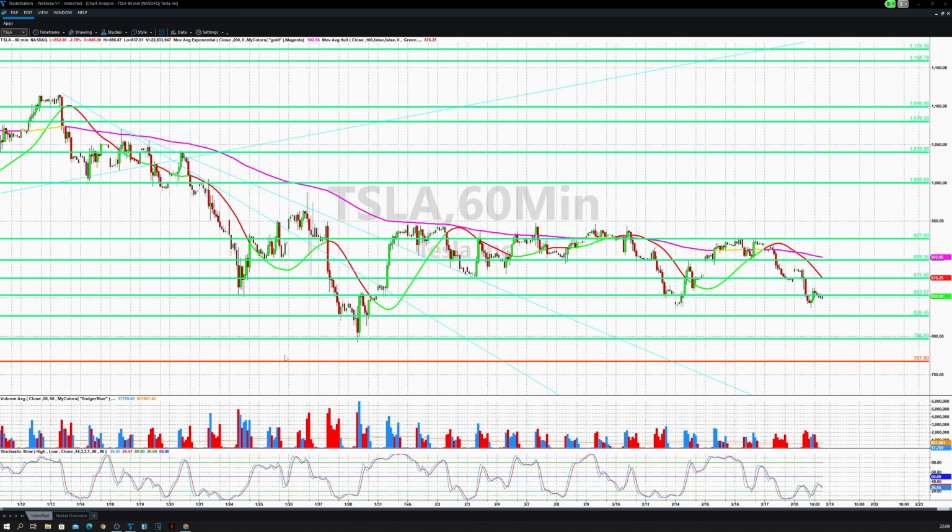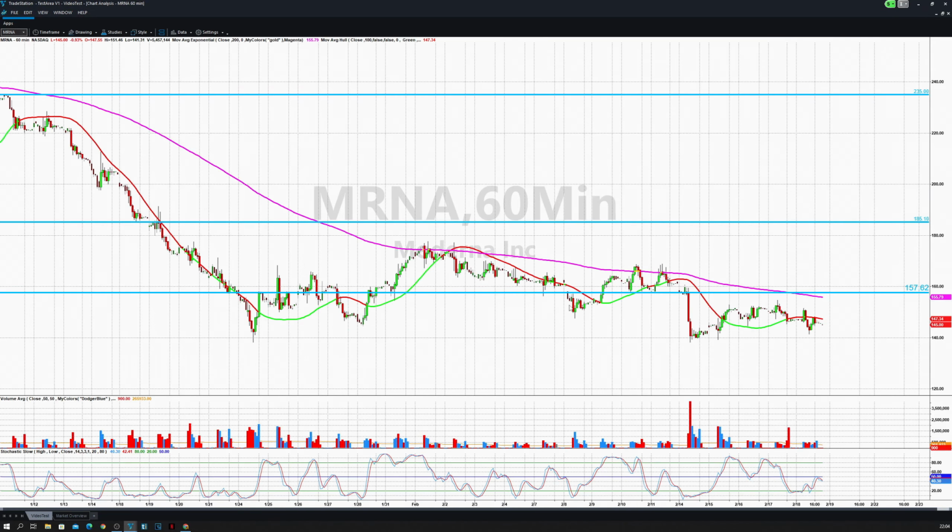And let's move on. MRNA. MRNA is a tricky stock. My prediction was that from this point it should move up to the 185, and it did the opposite, which means a lot of people were caught by surprise.